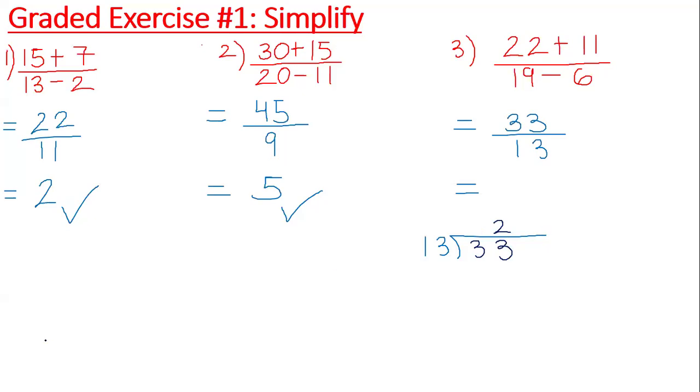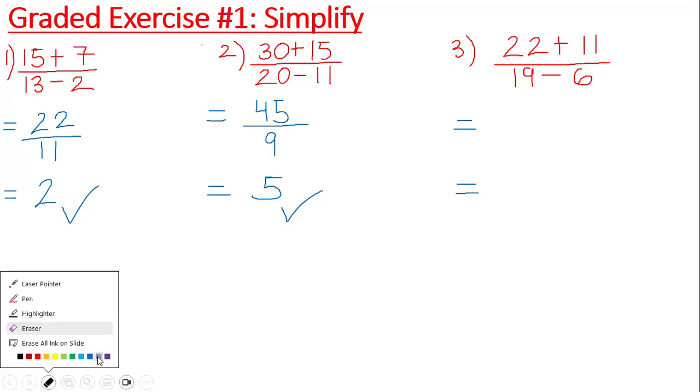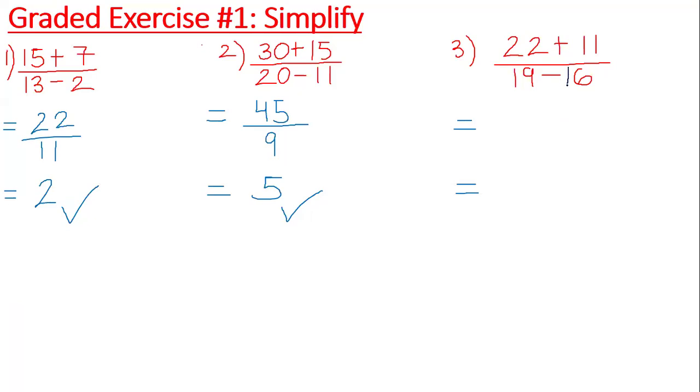Okay, so this is what I want you to do. It's actually supposed to be minus 16, not 6. That's the question I get lost on. My answer was 3 and 7 over 5. No, do it with 16. Okay, I wrote that wrong. So 22 plus 11 all over 19 minus 16.